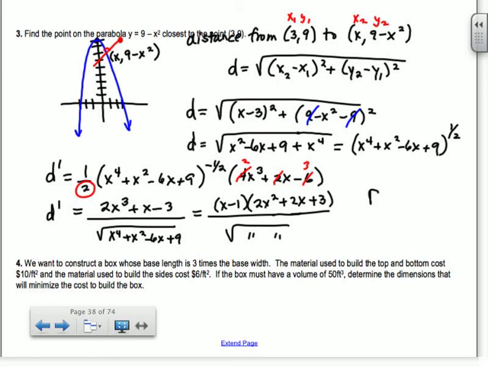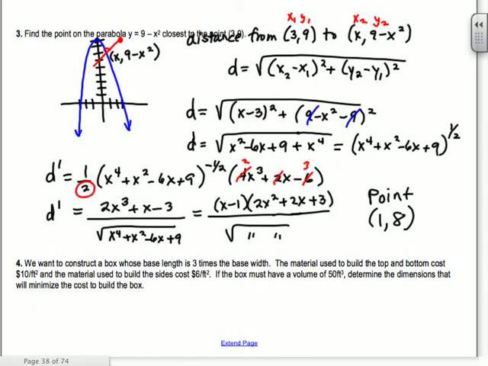So your point is 1, comma, plug back in to find the y value. So 9 minus 1 squared is 8. So Catherine was pretty close on her guess because she said 2, 8. It was really 1, 8. So close.